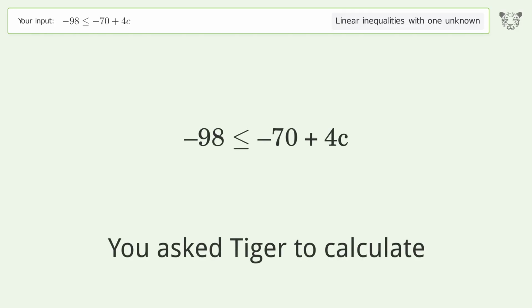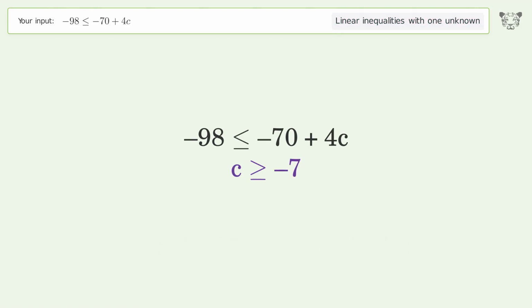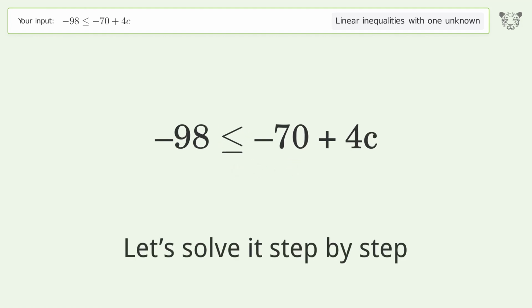You ask Tiger to calculate. This deals with linear inequalities with one unknown. The final result is c equal or greater than -7. Let's solve it step by step.